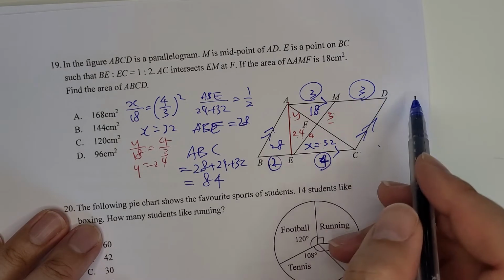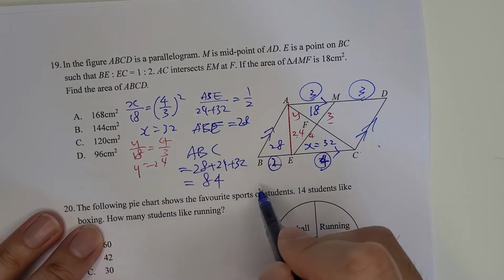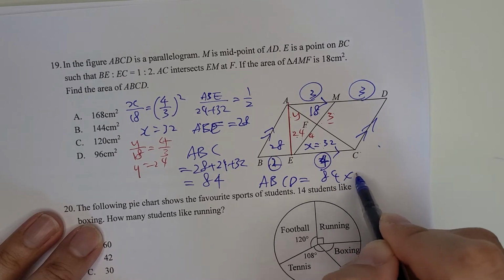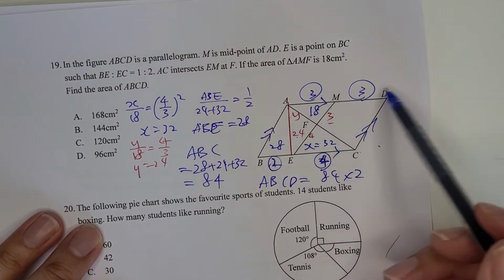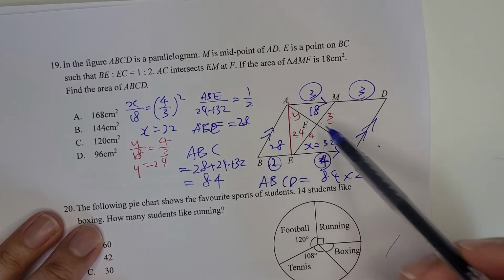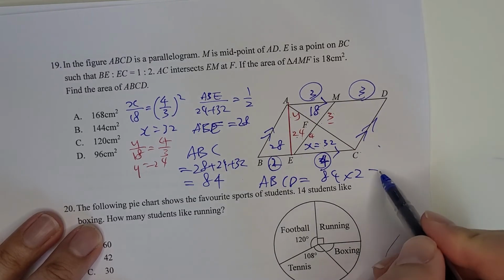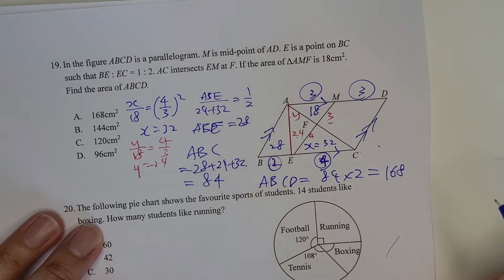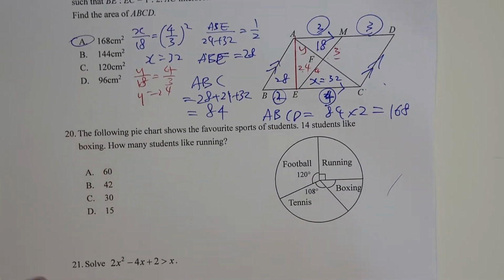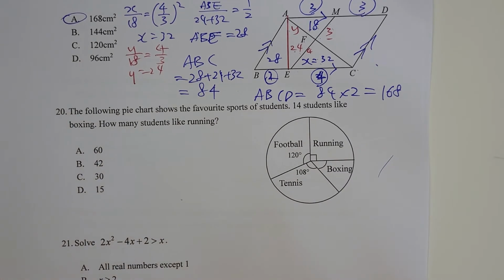And then the area of ABCD will equal 84 times 2, because ADC is congruent to CBA. So the answer is 168. The answer is A. And then go to question number 20.